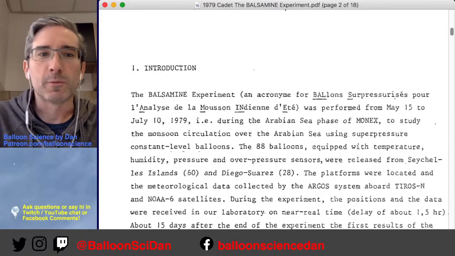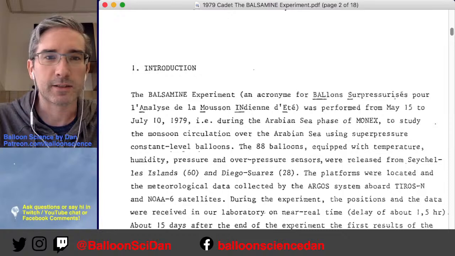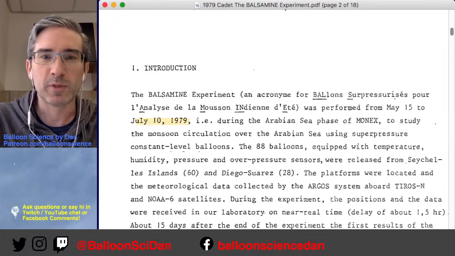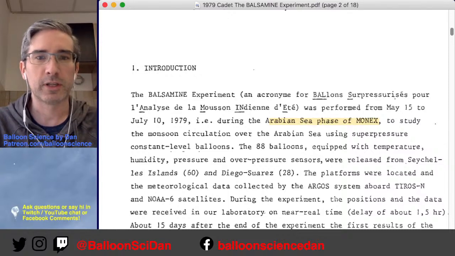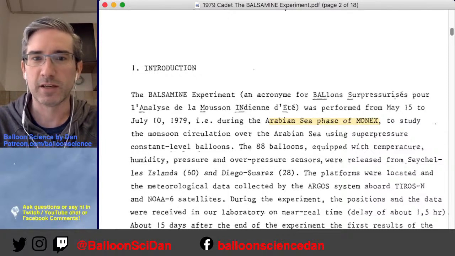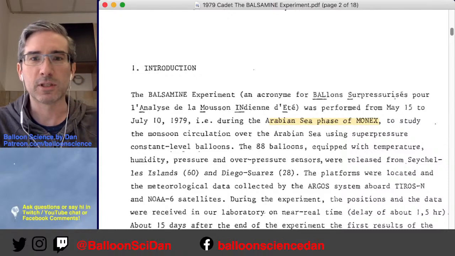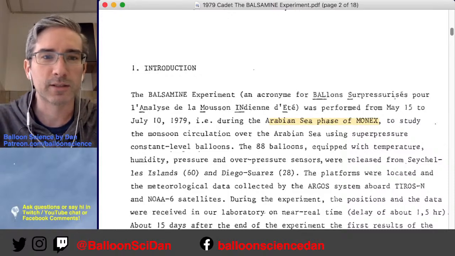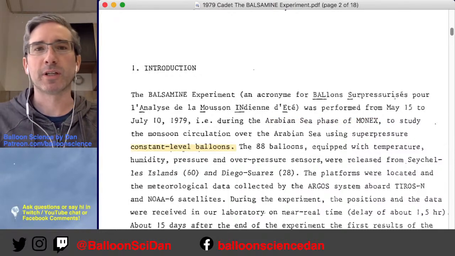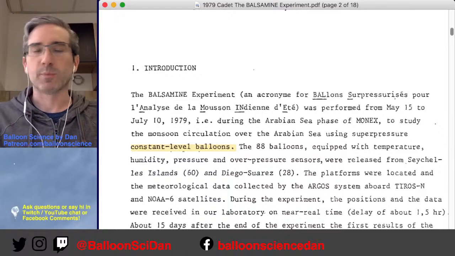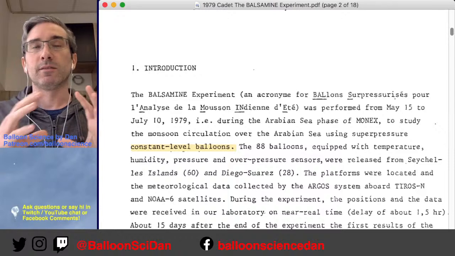And this was performed from May 15th to July 15th, 1979, during the Arabian Sea phase of Monex, to study the monsoon circulation over the Arabian Sea using superpressure, constant level balloons. Superpressure balloons are by definition constant level, and that is because the buoyancy equation for a balloon is density.